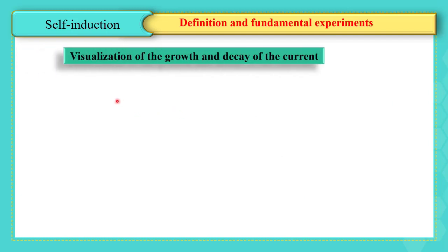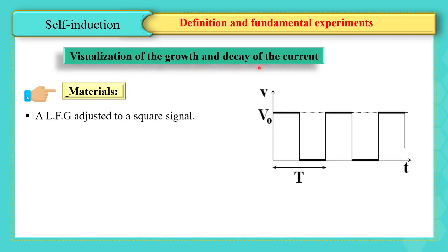In the previous experiment, we saw that the current is affected by the self-induction phenomenon. In order to visualize the variation of the current under the self-induction phenomenon in the case of growth and decay, we will study the following experiment. We will need a square signal generator. In the case of a square signal, the voltage V increases from 0 to a constant value V0 suddenly at t equals 0 and remains constant until t equals half period. Then it drops instantly to 0 and remains constant until t equals 1 period, and this process is repeated periodically.